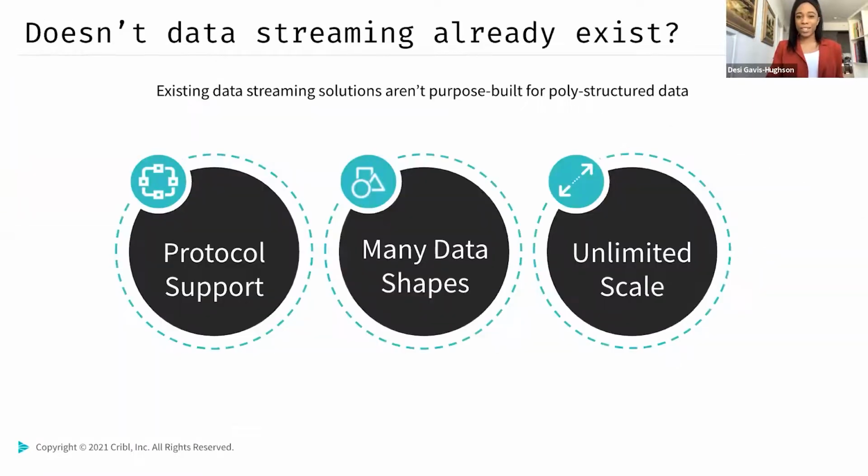So one question that might be popping up for you is, doesn't data streaming already exist? Yes. And the data streaming solutions that do exist are not purpose-built for polystructured data. On the other hand, an observability pipeline, which is what Cribl LogStream helps put in place, is purpose-built to work with even the most complicated data formats. So the data you need probably exists in multiple sources with different protocols that dictate how that data is generated and collected. So you've likely got data coming in a variety of formats, and they may not always match the formats that are required by the tools that you use.